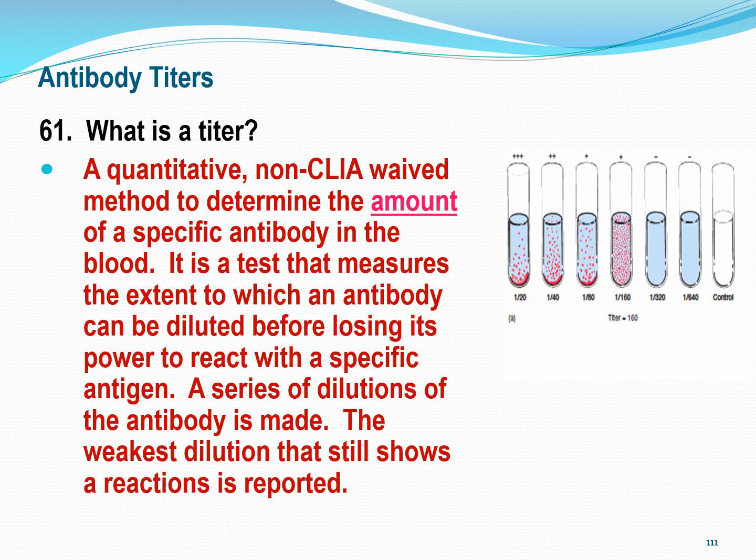It is a test that measures the extent to which an antibody can be diluted before losing its power to react with a specific antigen. There comes a time when your antibody is so low, it won't do the job, okay? So a series of dilutions of an antibody is made. The weakest dilution that still shows a reaction is reported.